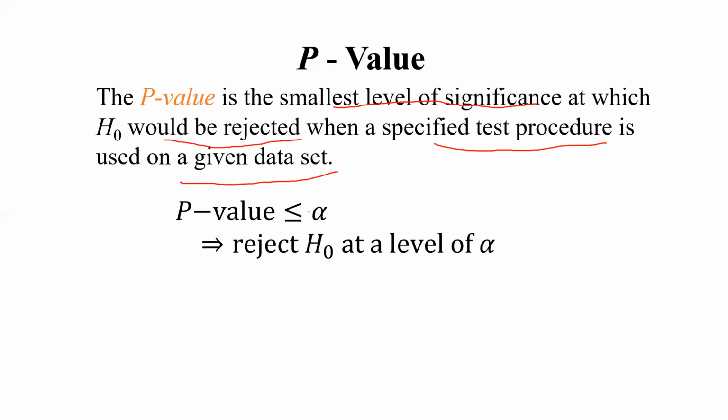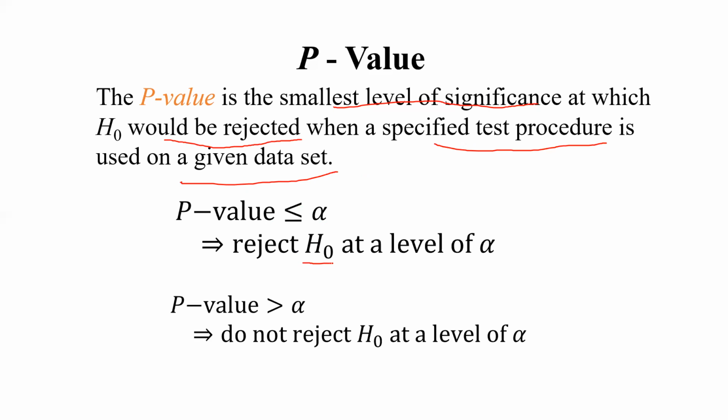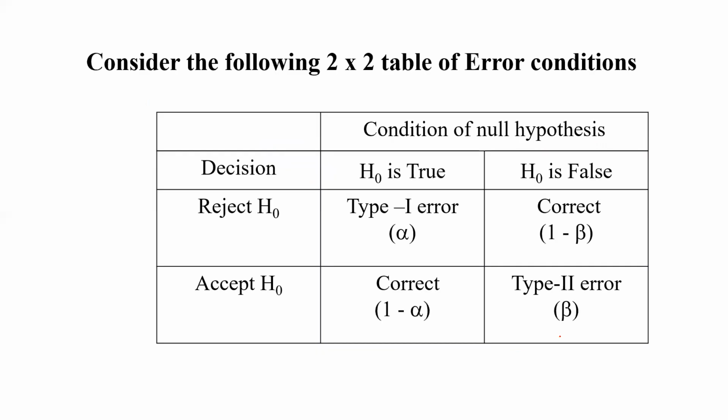If the p-value is less than or equal to alpha, the null hypothesis would be rejected at level alpha, and if the p-value is greater than alpha, then we will not reject the null hypothesis at that level of significance or alpha. Now here type 1 error, type 2 error, level of significance, power of the test, and p-value we have discussed separately, but all these points we will discuss in this table.